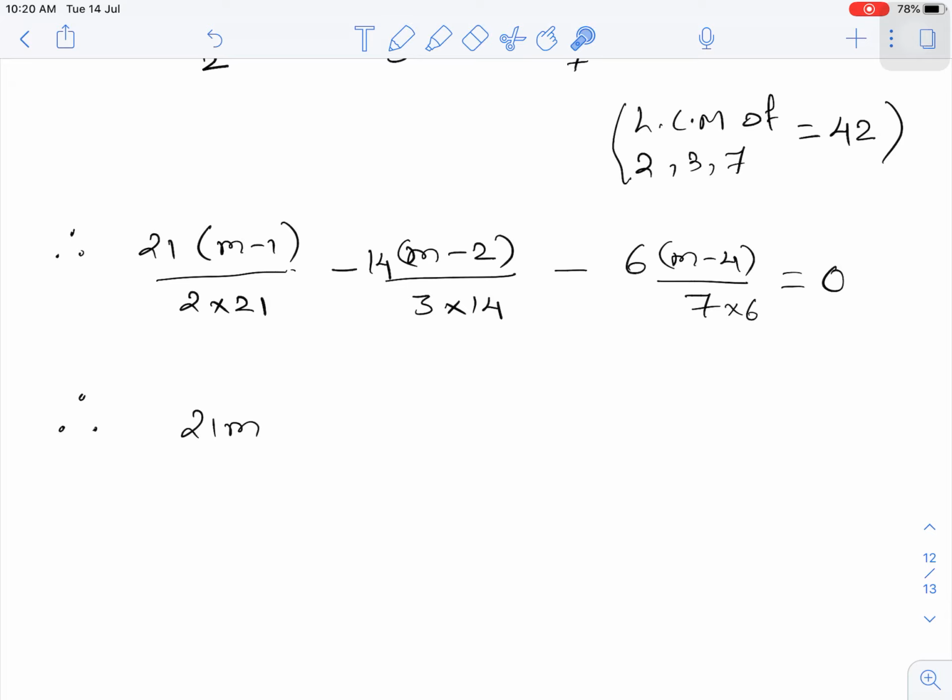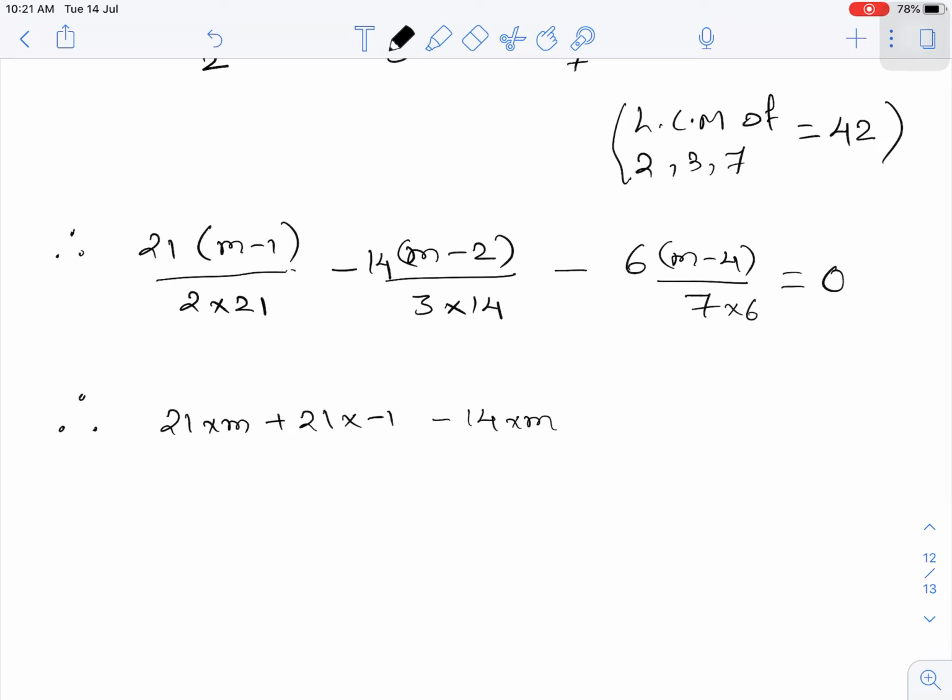Then plus into minus will become minus 21 into 1, 21. Okay, let me write this one in more detail. We can write it as 21 into m, then this 21 will multiply to this minus 1, so you will get plus 21 into minus 1. Then this minus 14 will multiply to m, so what you will get, minus 14 into m.